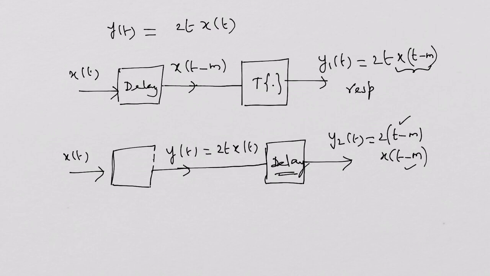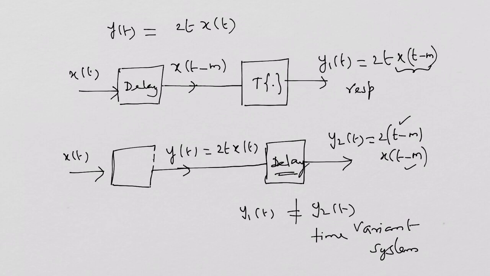In the first case, x of t is delayed, the delayed input is applied through the system, and the response is recorded. Whereas in the second case, the input is applied through the system, the response is recorded, and then the output is delayed. Wherever t comes, t will be replaced by t minus m. Do you find both of them are equal? Is y1 of t equal to y2 of t? No. Then you can say that the system is a time variant system. It is called a time variant system.